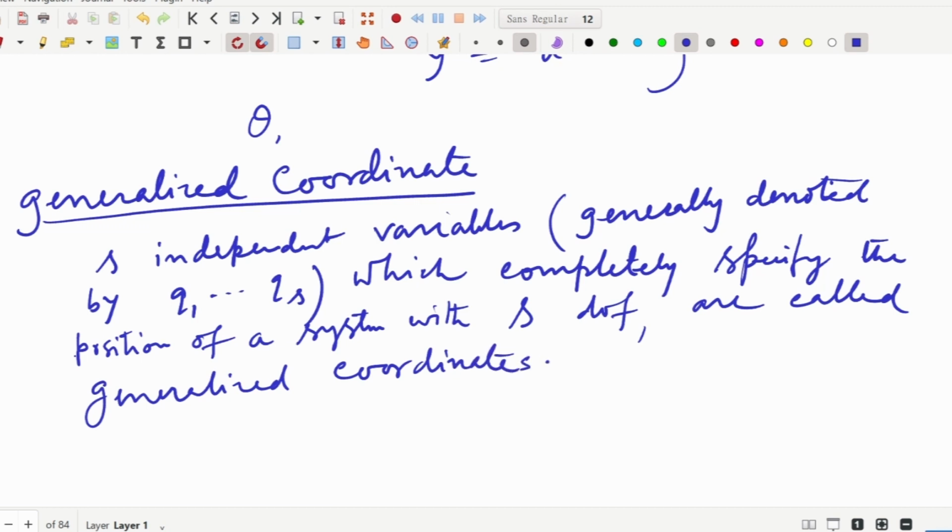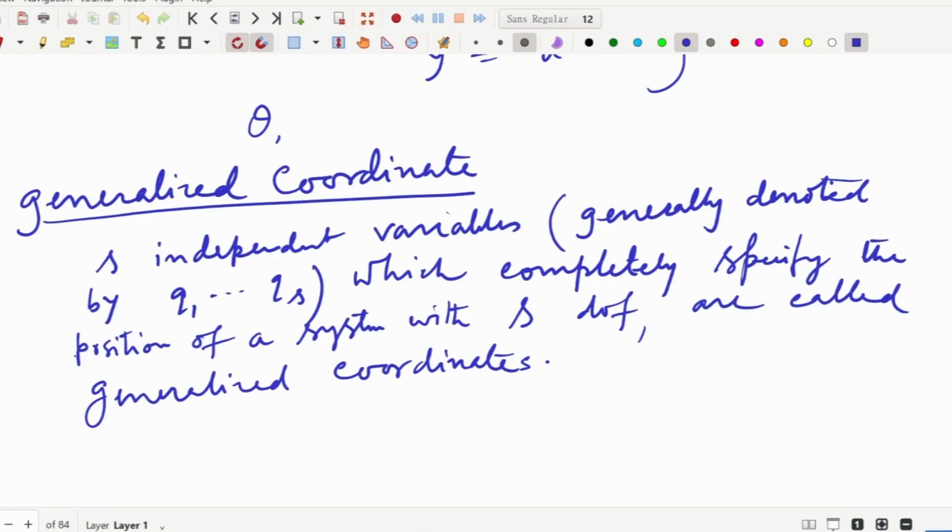So let me repeat. S independent variables, generally denoted by Q, so Q1, Q2, up to QS, which completely specify the position of a system with S degrees of freedom. If the system has S degrees of freedom, you need S independent variables to specify the position of that system. These are called the generalized coordinates. They can be anything, they may or may not be Cartesian coordinates.